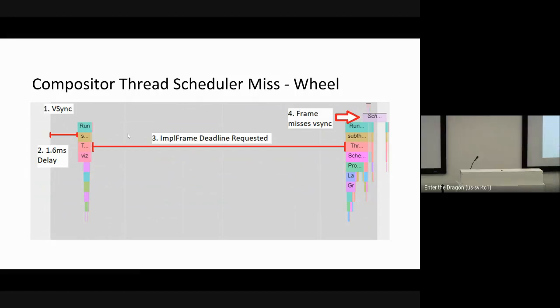But sometimes you don't. This is when that deadline fired, and this is when you passed off that work to the viz or GPU process, and then the vsync fired, and then the work finally was completed afterwards. So this is another example that we've seen quite a few times of misses.